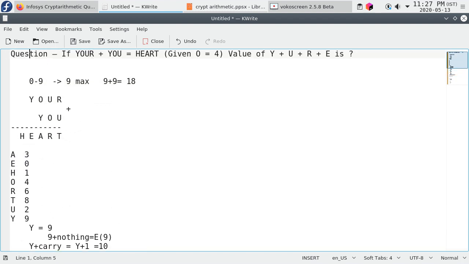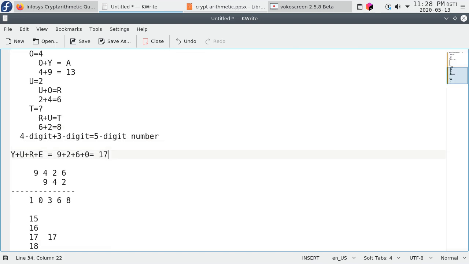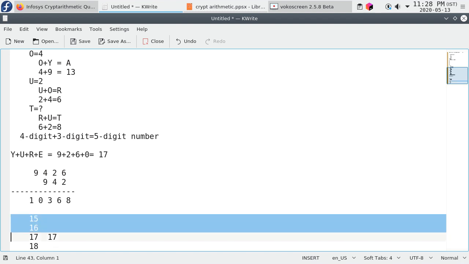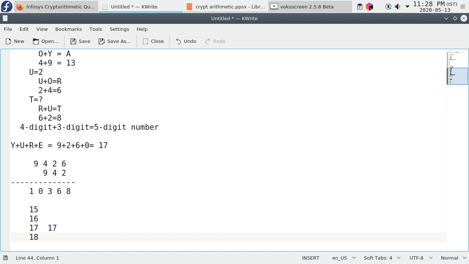They are asking to calculate Y plus U plus R plus E. Let's see the values. Y is 9, U is 2, R is 6, and E is 0. Here it equals 17. The answer is 17. They gave options 15, 16, 17, 18, so 17 is the answer.